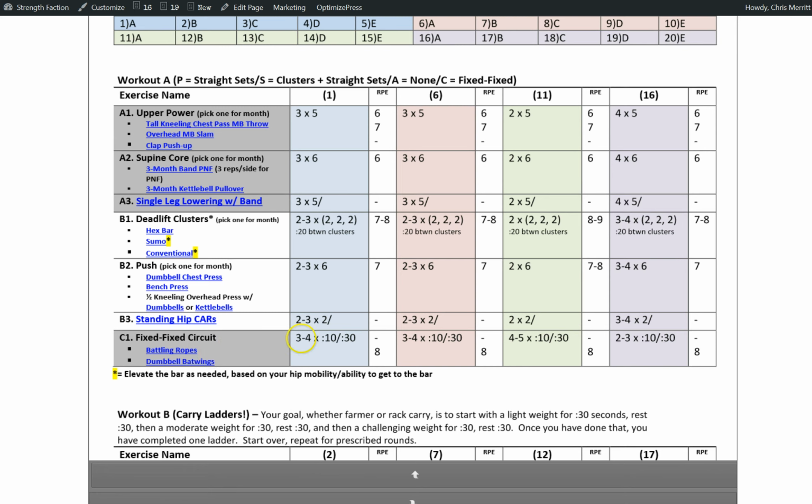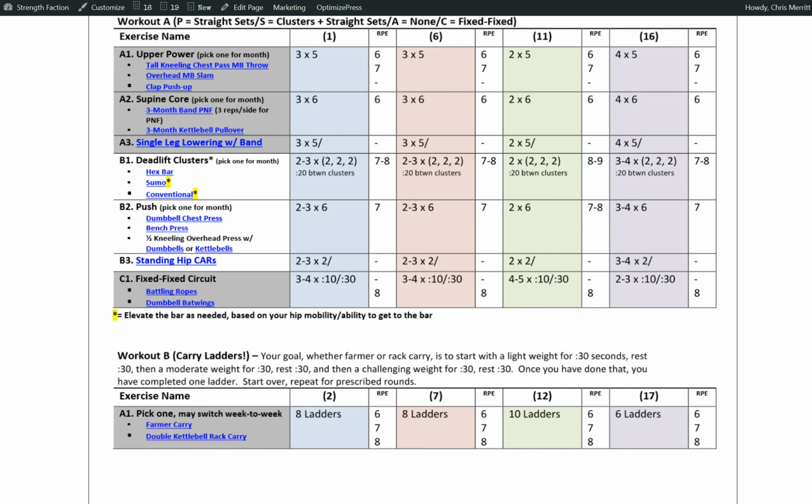Our Cs say that we have 3 to 4 rounds of a fixed circuit. So fixed simply means fixed time work, fixed time rest. And it's a circuit, so we're going to do both things listed here. So it says battling ropes. We're going to do 10 seconds of battling ropes, rest for 30 seconds. Then we're going to do 10 seconds of dumbbell bat wings, rest for 30 seconds, and we're going to circuit through that 3 to 4 times. Again, when you're done, that's how long, whether you do 3 or 4.